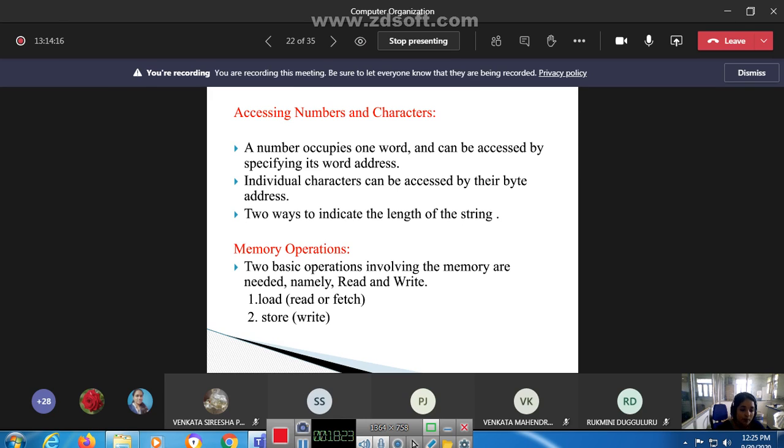So there are two ways we indicate the length of the string. One is a special control character with the meaning end of the string, which can be used as the last character in the string. Or a separate memory word location or processor register can contain a number indicating the length of the string in bytes.